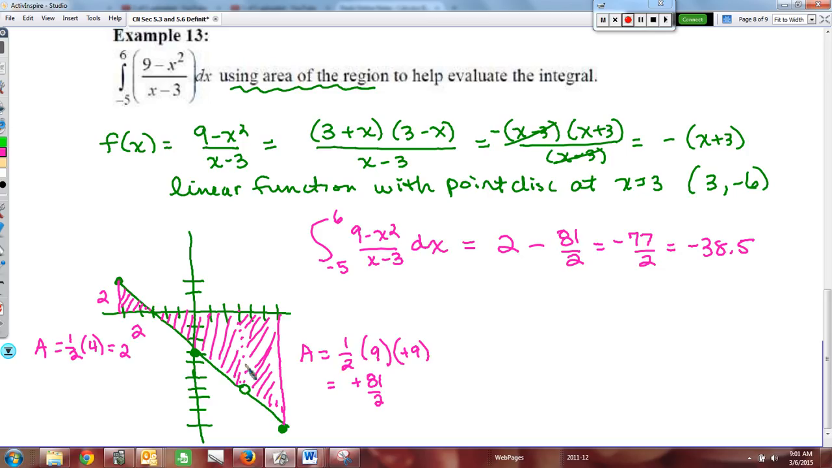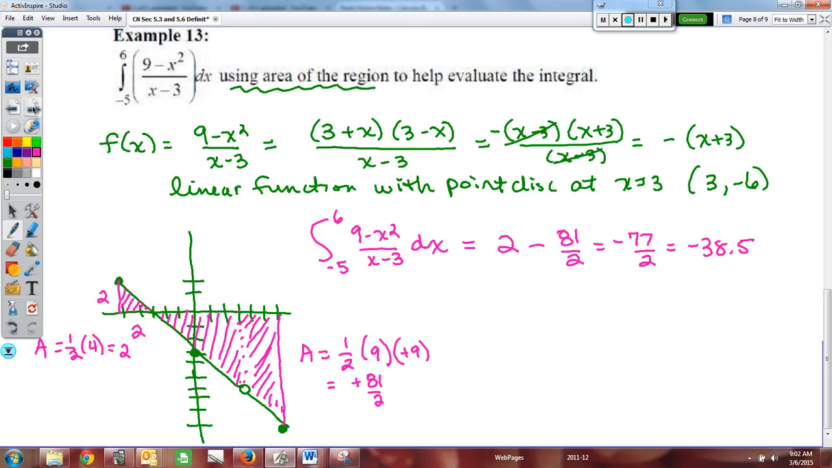So even though this is missing a value in the middle, it doesn't affect it. This is an example of an improper integral where we could basically just calculate the accumulation of area, and that missing a single value does not bother me at all. All right, now let's take a look at the next problem, the next example.